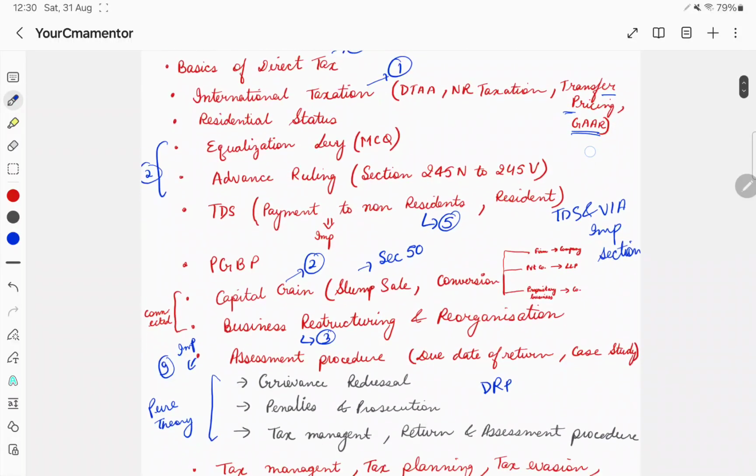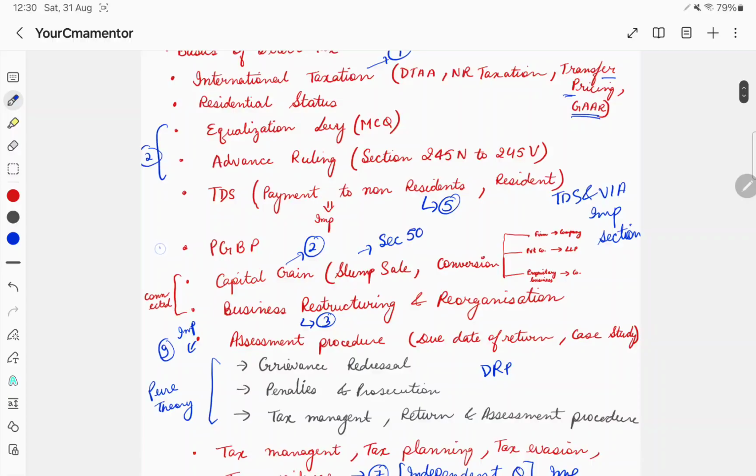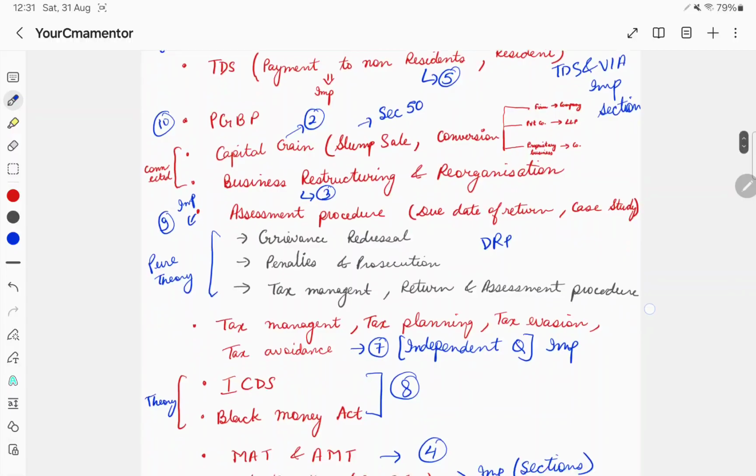Then at the end, I would suggest you go with PGBP. There is a short question from this chapter in your examination, and most probably the first question is from this chapter only. Basically, it is the all five heads of income question, a big question of 14 marks. So it is an important chapter. Give this chapter multiple reads, because you will not grasp it in one go.